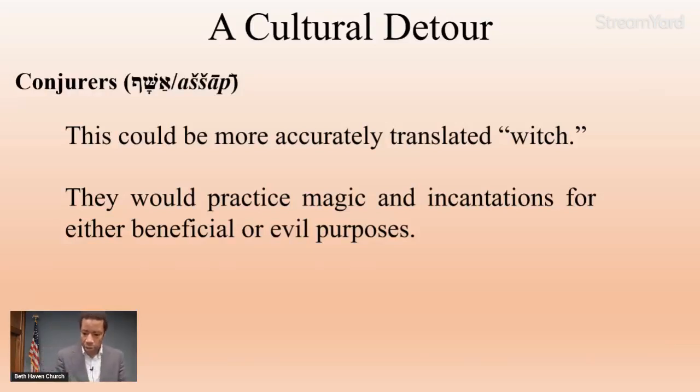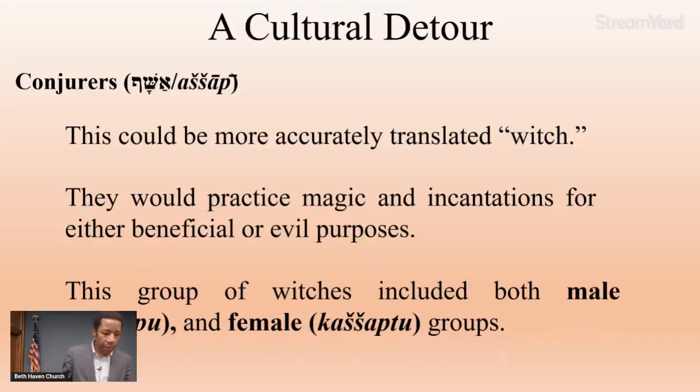This group of witches included both male and female groups. I'm convinced that it was probably more males within this particular group that Nebuchadnezzar is talking to. But the male Kasifu and female Kasifu consisted of both groups. Kasif is just a general term for conjurers.